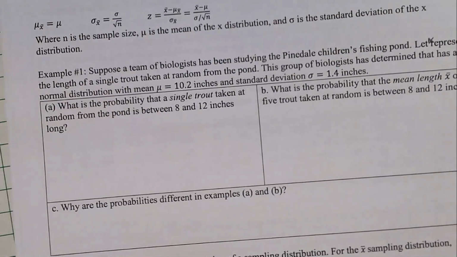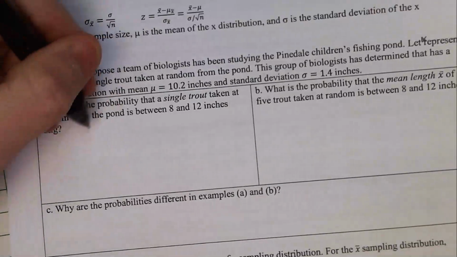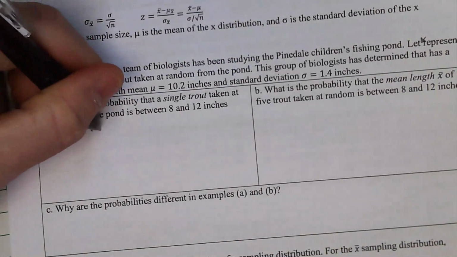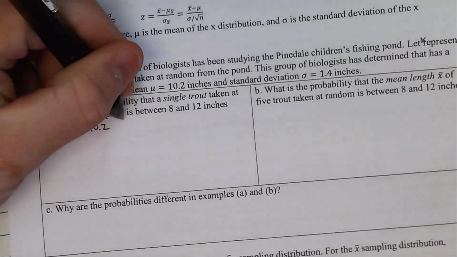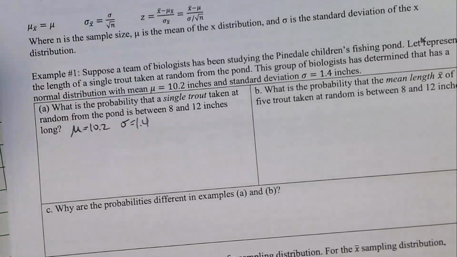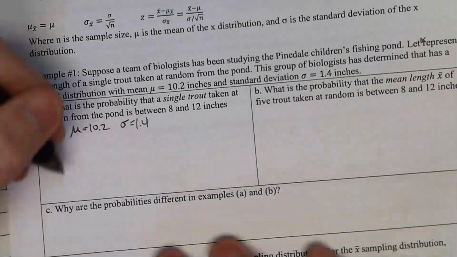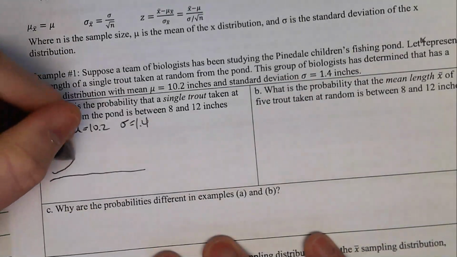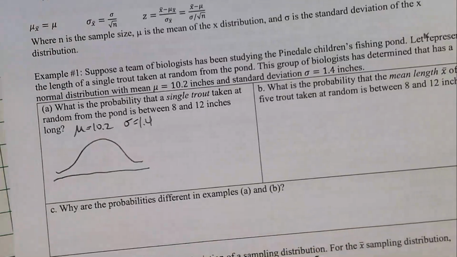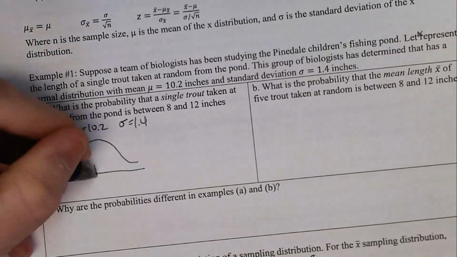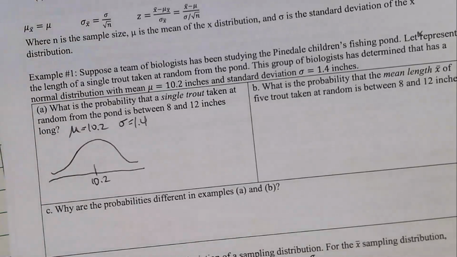So we know the mean, so it's a normal distribution. The mean is 10.2 and the standard deviation is 1.4. So I'm going to draw this out on a normal curve. I'll draw a quick normal curve. In the middle, I'll put the mean, 10.2. And then I'm concerned with between 8 and 12.